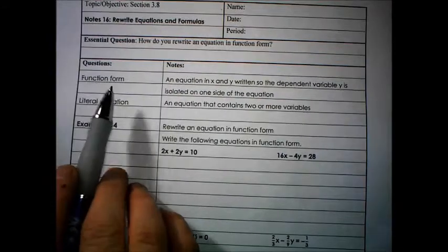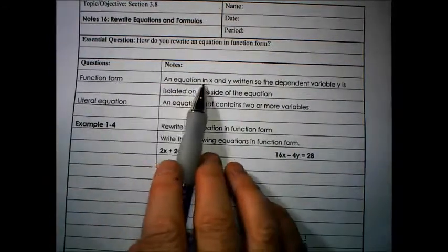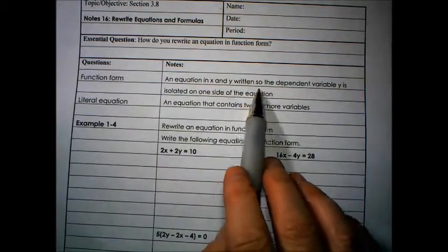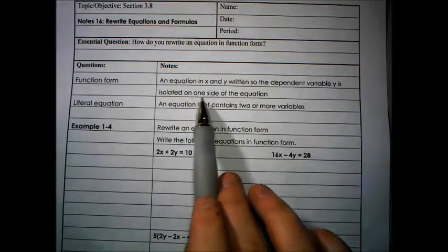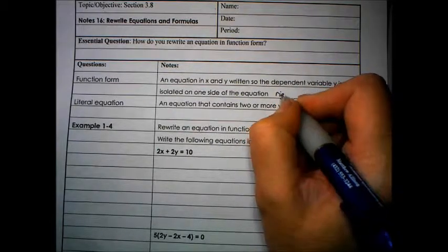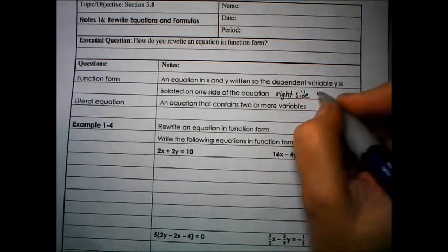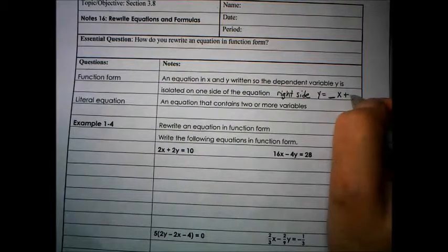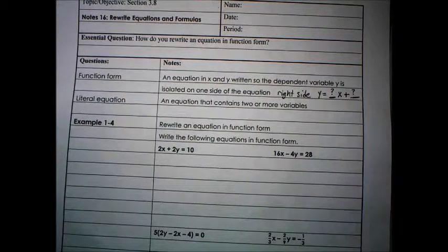First vocabulary: a function form is an equation in x and y, so you have both those variables in your equation and you write it so that the dependent variable is the y and is isolated on one side of the equation, which is usually the right side. So usually it's a y equals, and then you have something with an x plus something for a number, and those are the mystery that you got to figure out what they actually are.